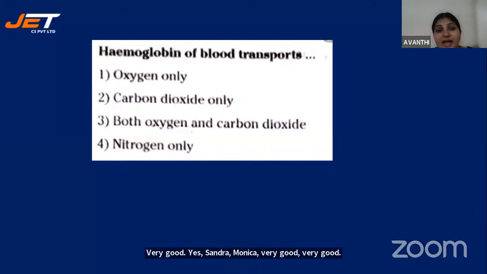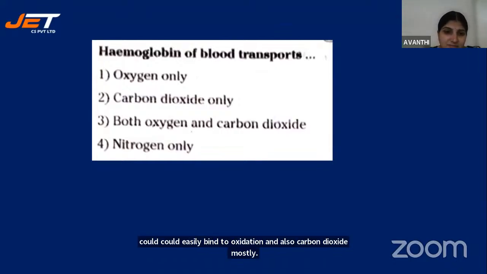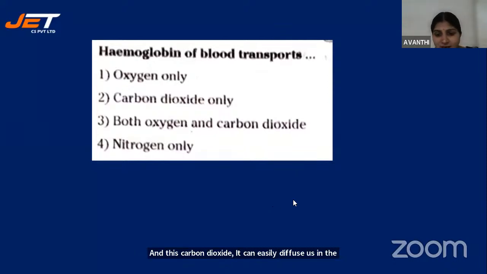It is both, children. Actually, hemoglobin has high affinity, it can easily bind to oxygen and also carbon dioxide mostly. And this carbon dioxide can easily diffuse in the blood. So it is both oxygen and carbon dioxide. That's why it is a carrying pigment. It is able to carry both oxygen and carbon dioxide, forming carboxyhemoglobin. It forms carboxyhemoglobin when it is binding with the hemoglobin.